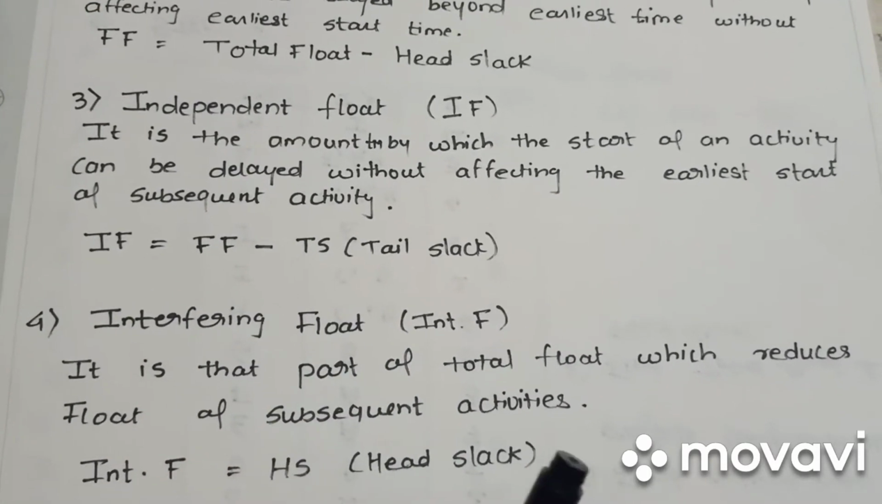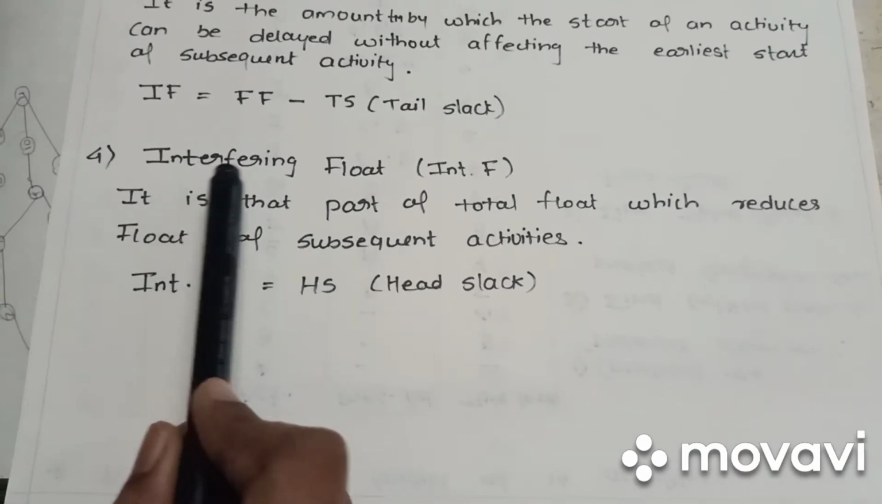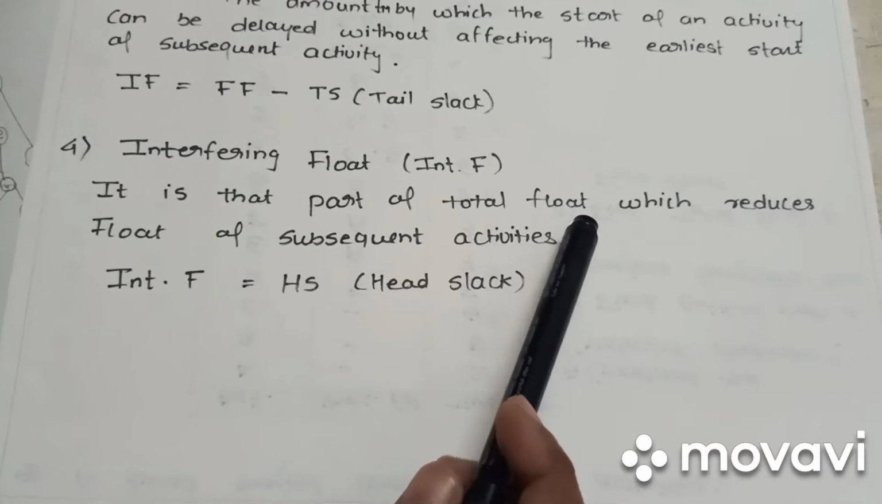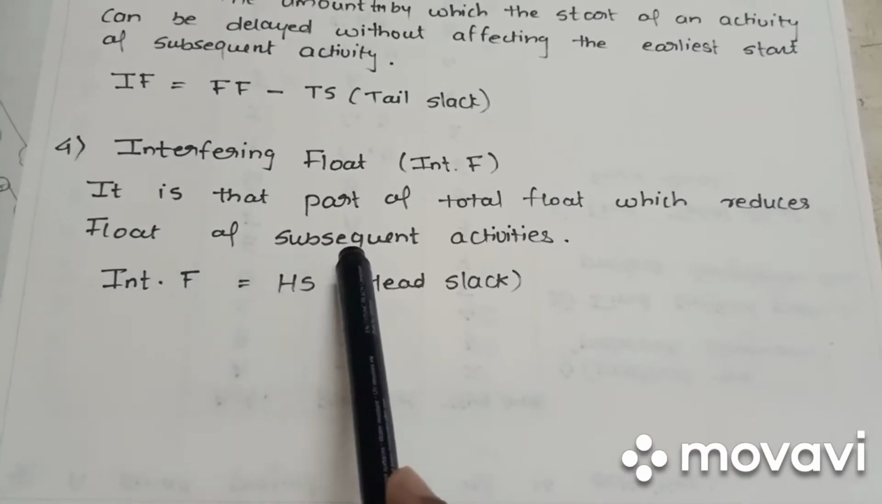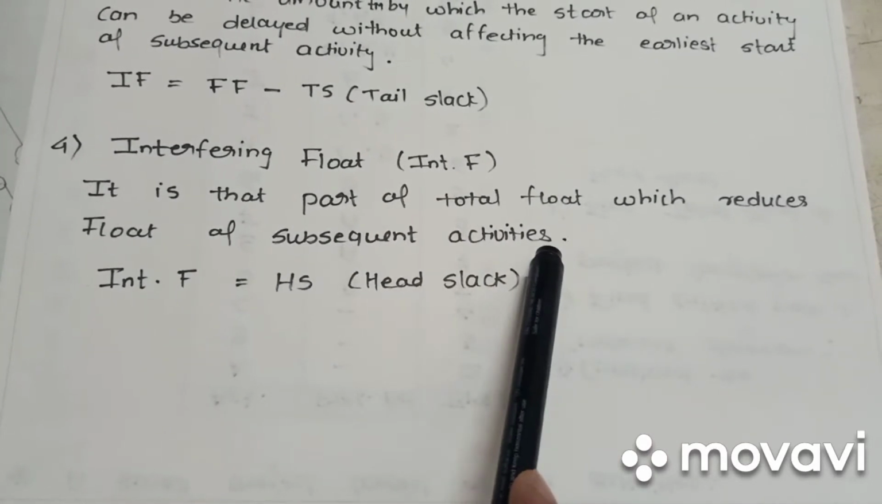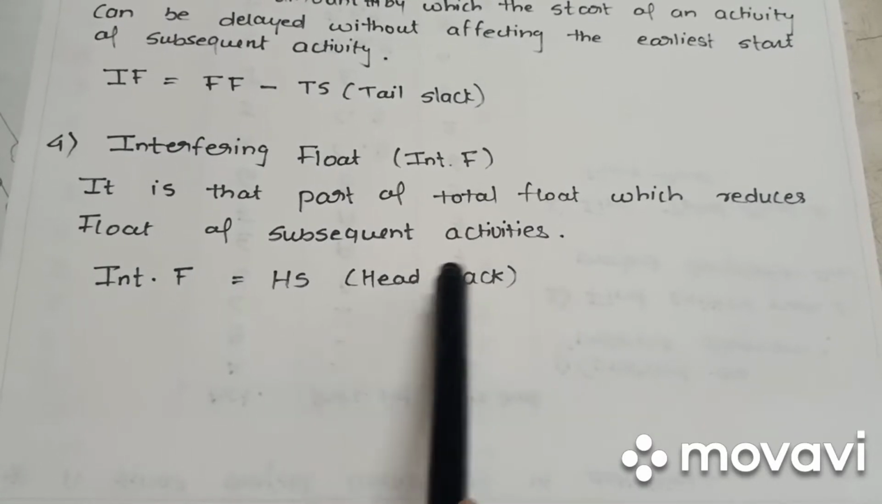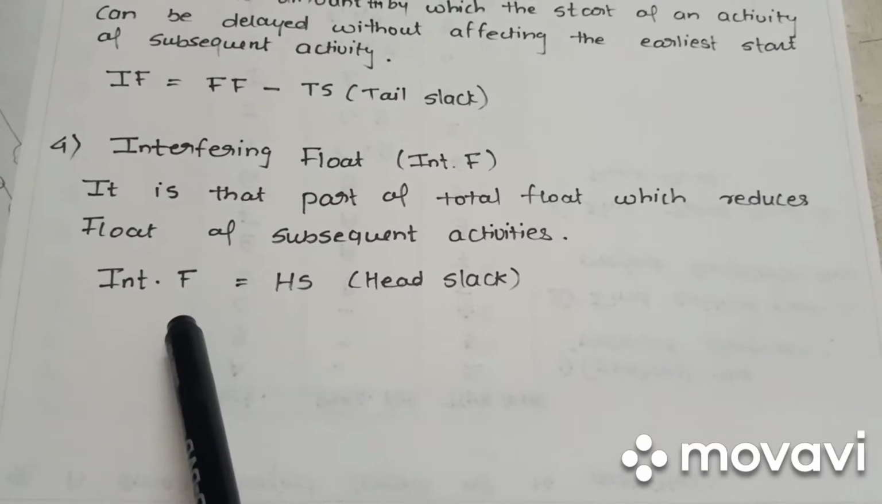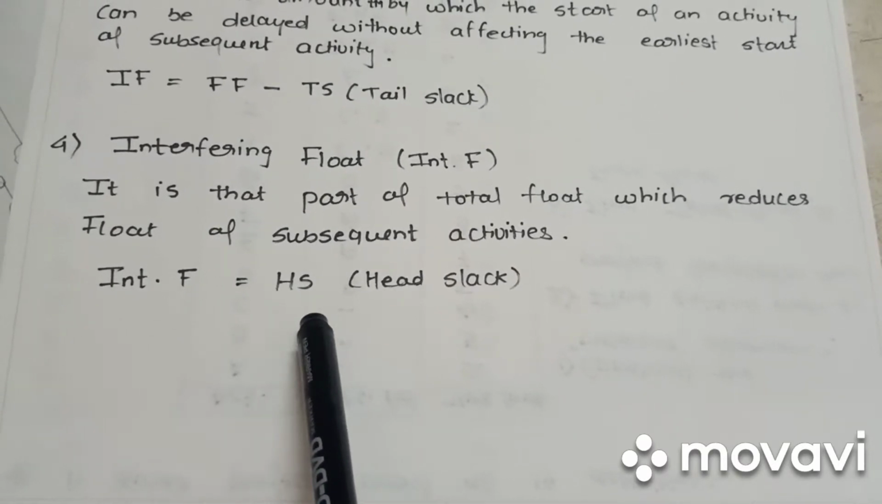And the last one is interfering float. It is that part of total float which reduces the float of subsequent activities. The formula for interfering float is equal to head slack.